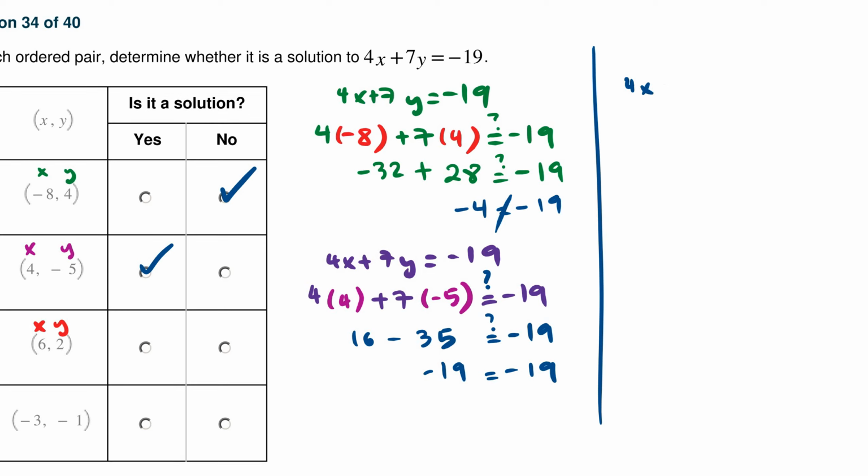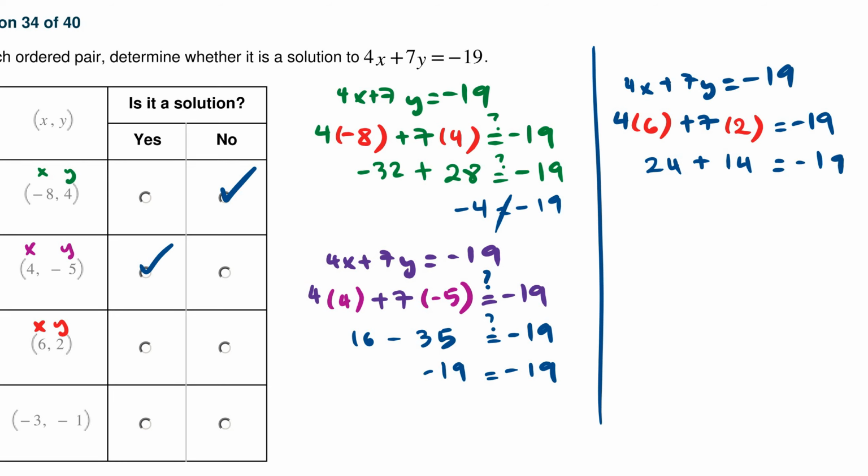So 4x plus 7y equal to negative 19. 4 times 6 plus 7 times 2 equal to negative 19. 4 times 6 is 24 plus 14 equal to negative 19. That will give you 38 equal to negative 19. It's not a solution.